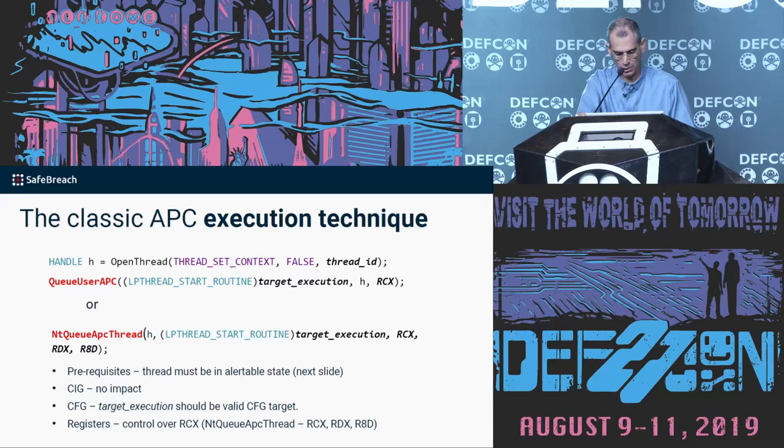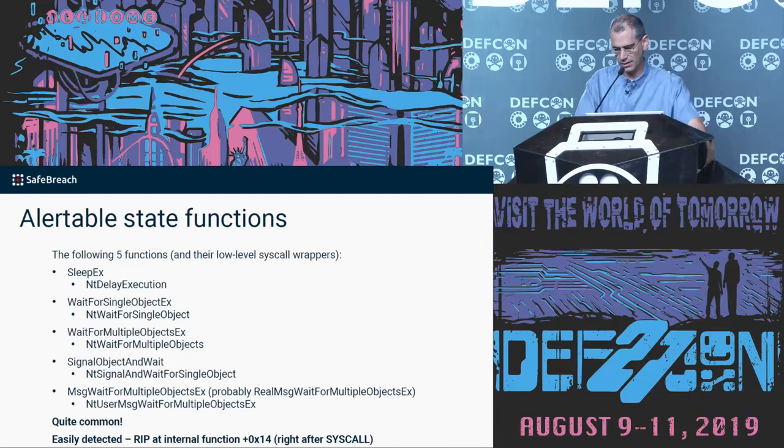Now, what is an alertable state? It means that the thread is executing or is hanging in one of 5 functions: SleepEx, WaitForSingleObjectEx, et cetera, et cetera. And in all 5 cases, it means that the actual internal function in which the thread is hung is NtDelayExecution, NtWaitForSingleObject, and so forth. They all follow the same template of code, in which the RIP is at the entry point, like NtDelayExecution plus hex 14. So it's very easy to discover whether a thread is in an alertable state if you know its RIP. This is one handy byproduct of our research.